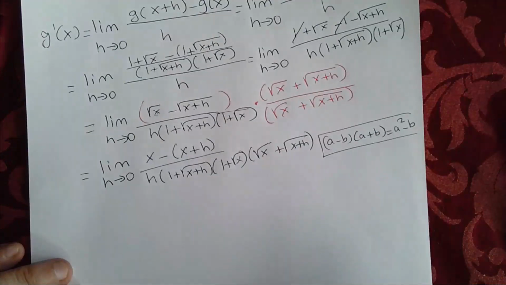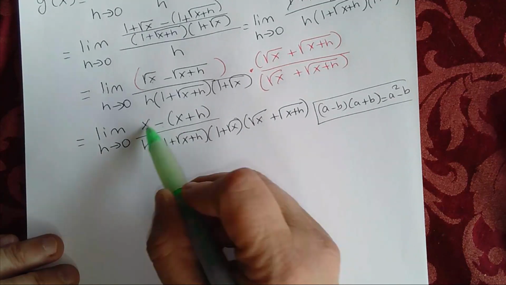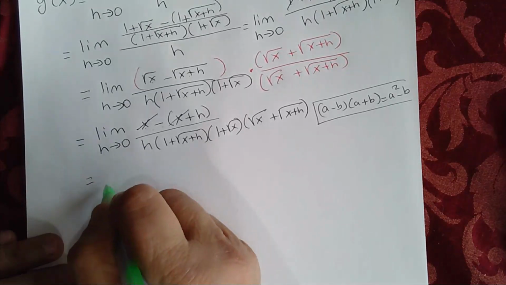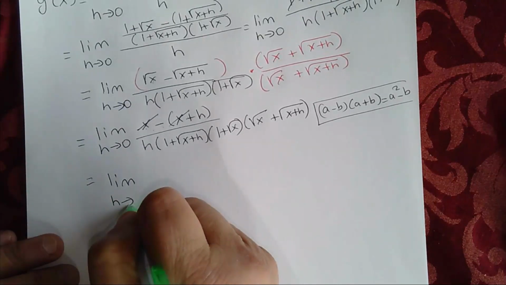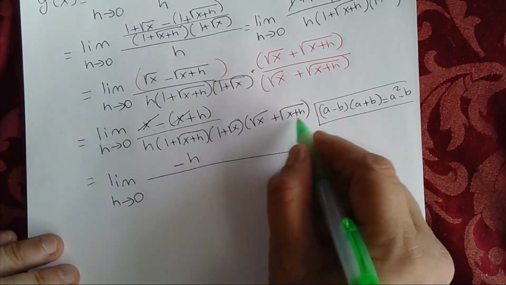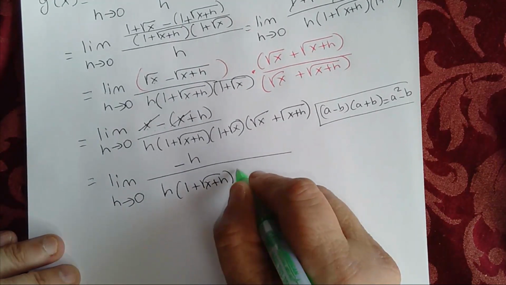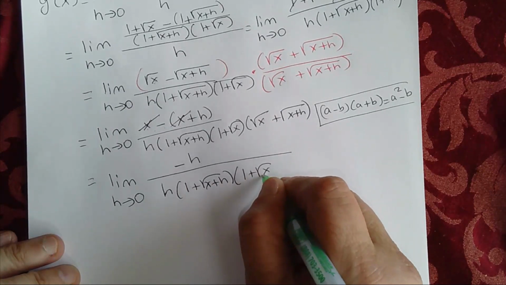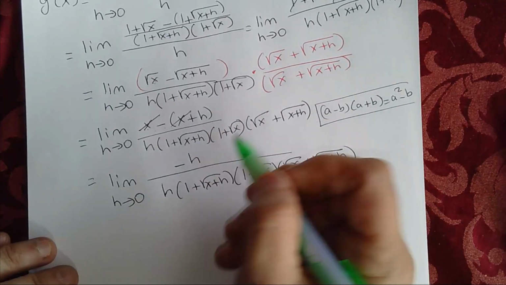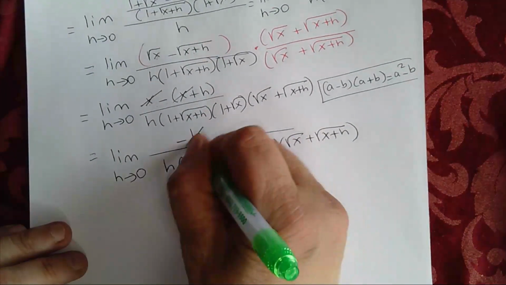Okay, so what happens here? The negative, you're going to have x minus x, so the x is going to cancel. You can, if you want to, cancel x here if you like. And you'd be left with the limit as h approaches 0 of negative h divided by this whole thing, 1 plus square root of x plus h. So what happens now? The h will cancel out. So you'd be left with -1 in the numerator.